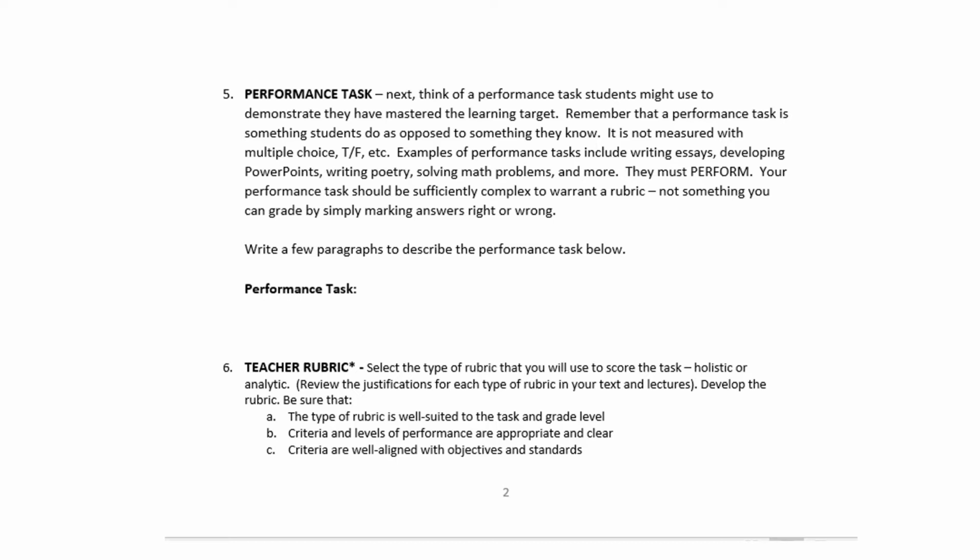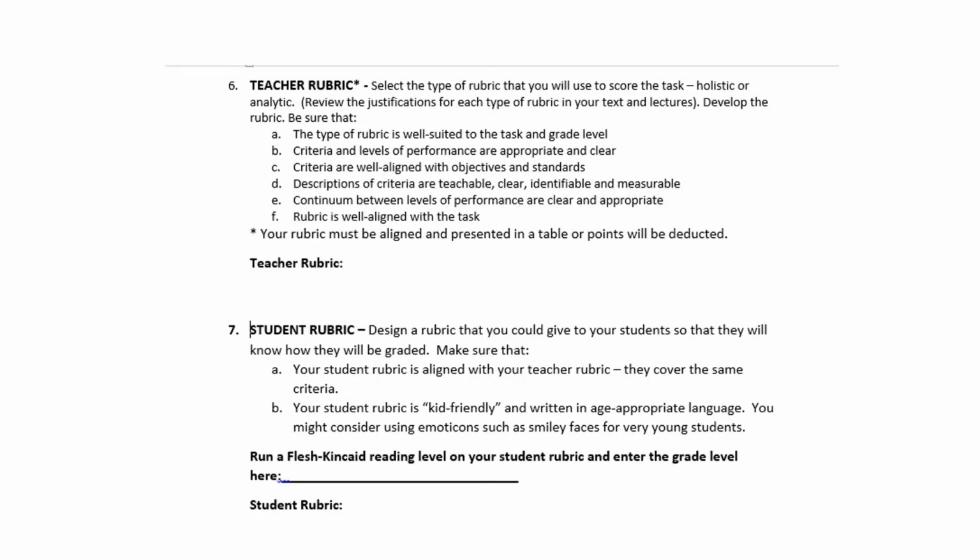Number 6 is the teacher rubric that you will use to assess the performance task. So for example, if you're having them write an essay, the teacher rubric would be the rubric you would use to grade the essay. Be sure that your rubric is well suited to the task and grade level, and we'll talk about that in a minute, that the criteria and levels of performance are appropriate and clear, they're well aligned with your, let's just say, learning targets and standards.